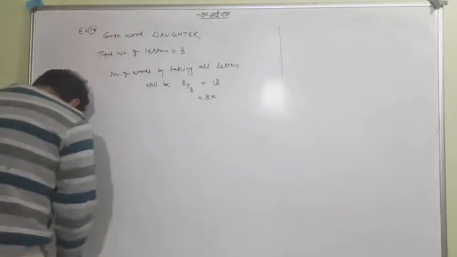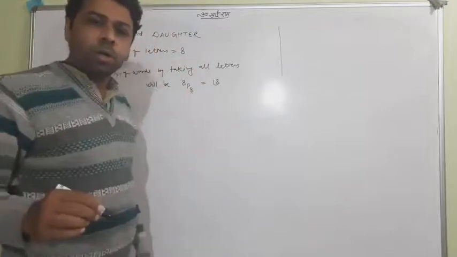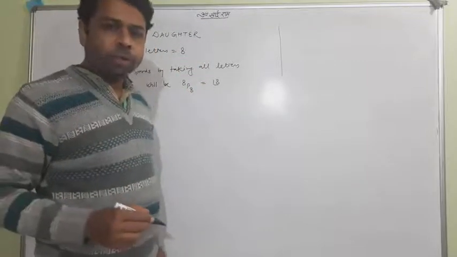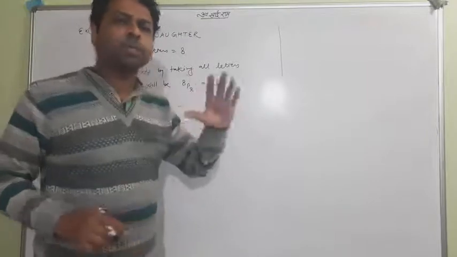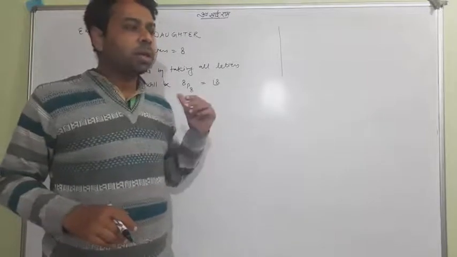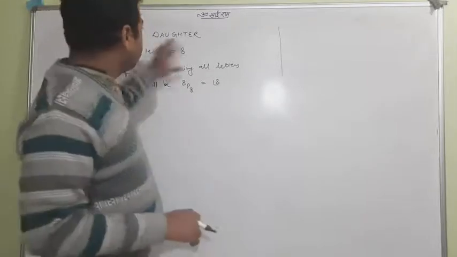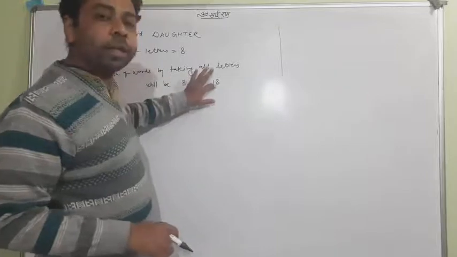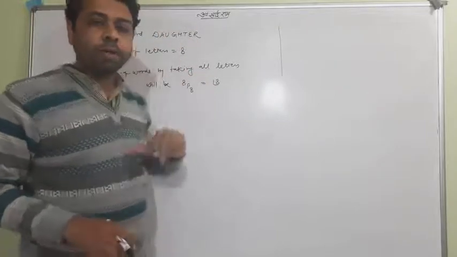I want to write, okay, leave it right now here. This is the first answer. When the condition comes, we will do this. Otherwise, we are leaving the answer right here. This was the very first case when we are not given any particular condition or restriction. So we form factorial 8. This is the number of words formed by the letters of the word daughter.